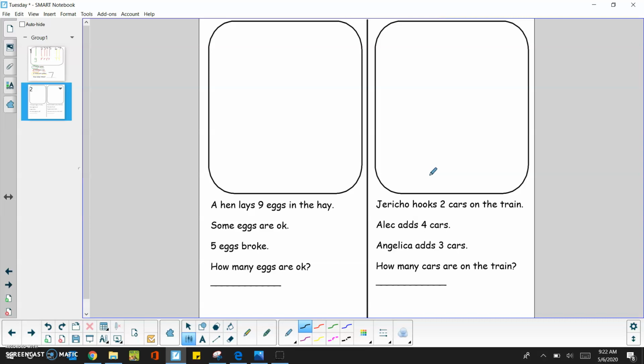Boys and girls, I can't wait to see the great math work you do today. Remember, use those circles, sticks, or squares to draw out your problem, and then use that counting to figure out whether we took something away or we were putting something together.